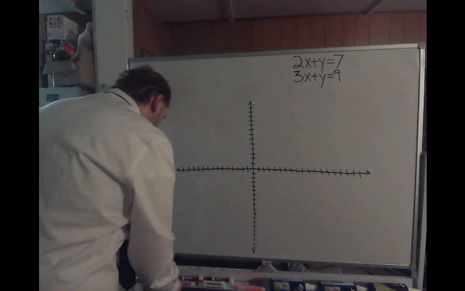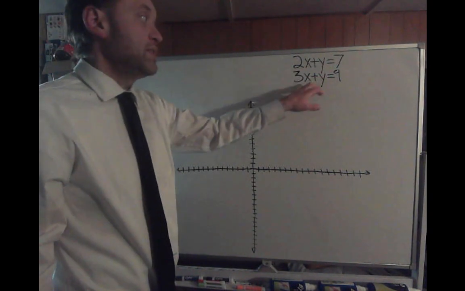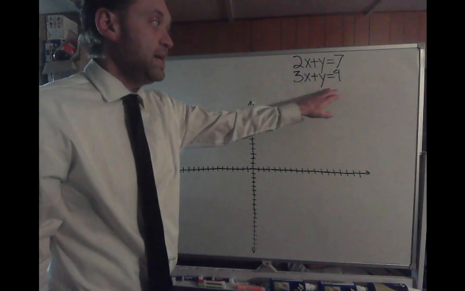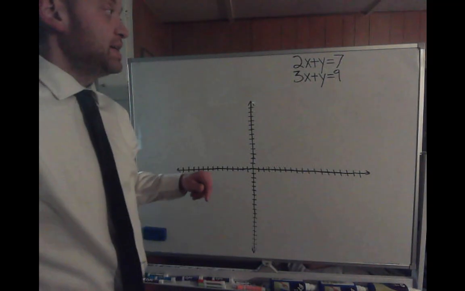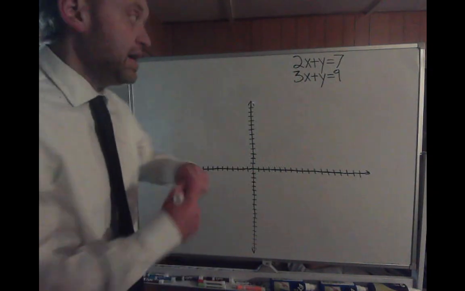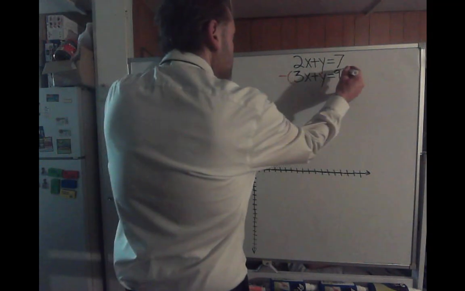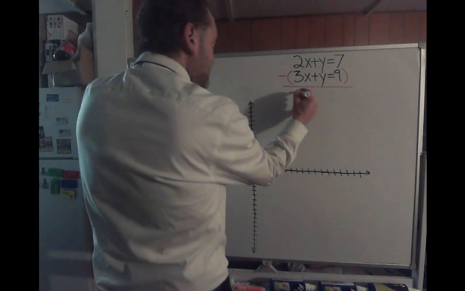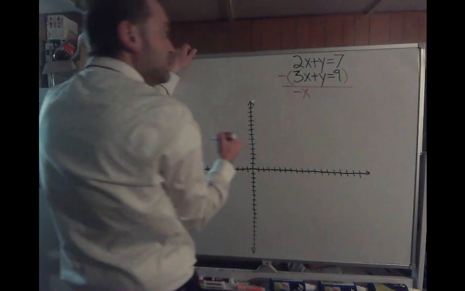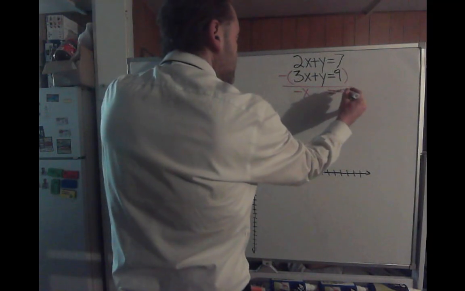So if you look at these two equations, the 2x plus y equals 7 and the 3x plus y equals 9, I think it's plain to see you could subtract the second equation from the first and get rid of the y variable, and then you'll be solving for x. So let's go ahead and do just that. If you subtract 2x minus 3x, that's negative x. y minus y is 0. 7 minus 9 is negative 2.